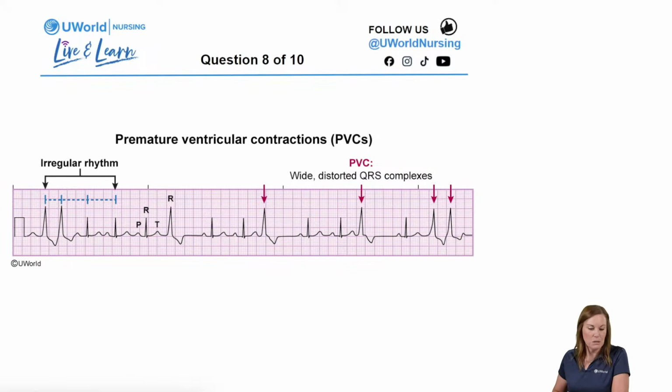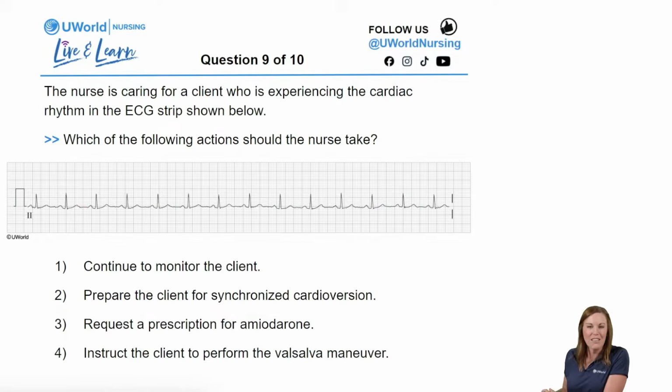Okay, let's pull up our next one. Question 9. We're in the home stretch. We're on question 9 to 10. The nurse is caring for a client who is experiencing the cardiac rhythm in the ECG strip shown below. Which of the following actions should the nurse take?